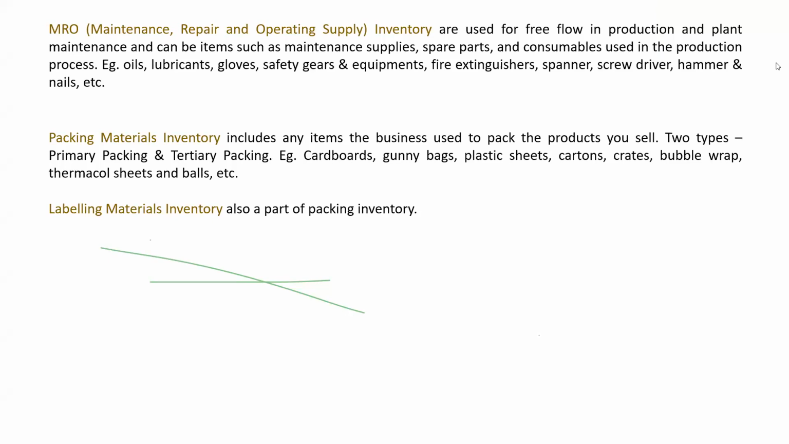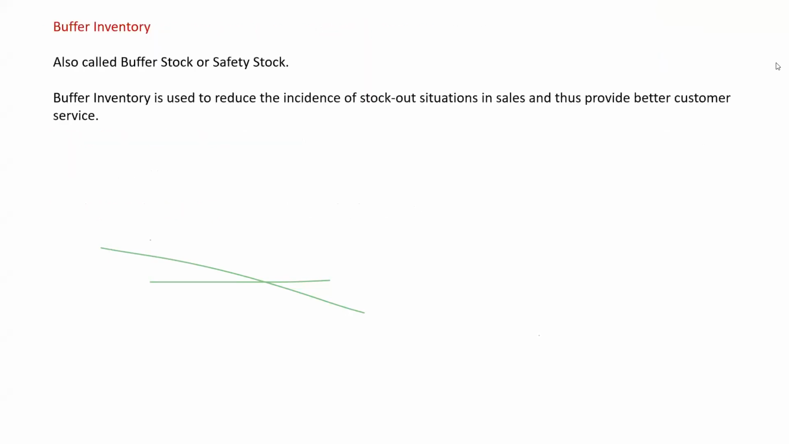Yes, ma'am. Okay. So other than those 5 basic classifications, we have a few more. Buffer inventory, that is buffer stock, safety stock. This stock is maintained in the factory or in the warehouse to avoid any stock out incidents.